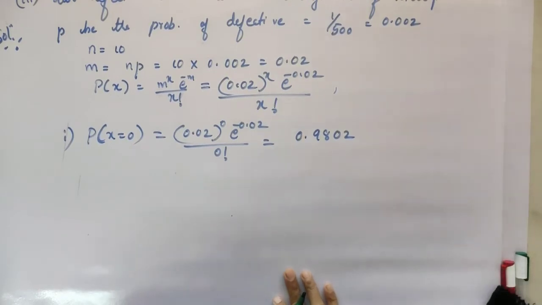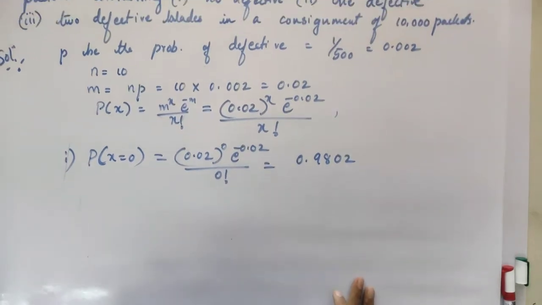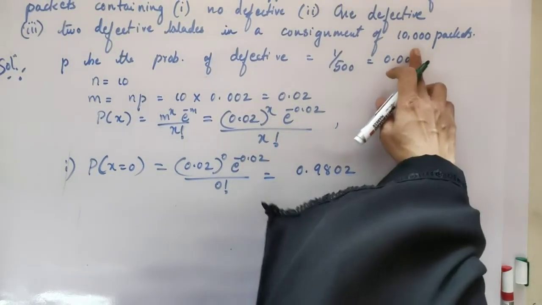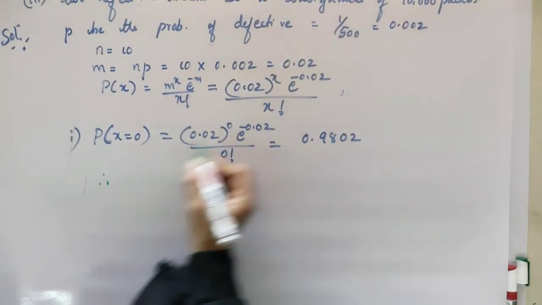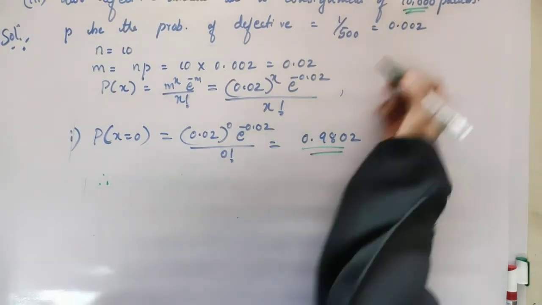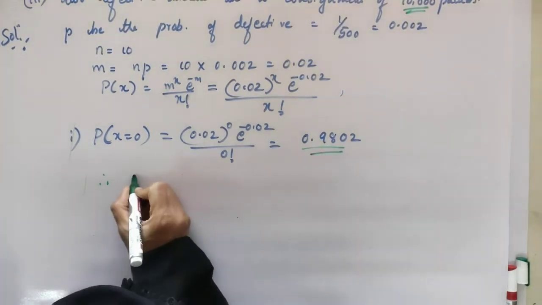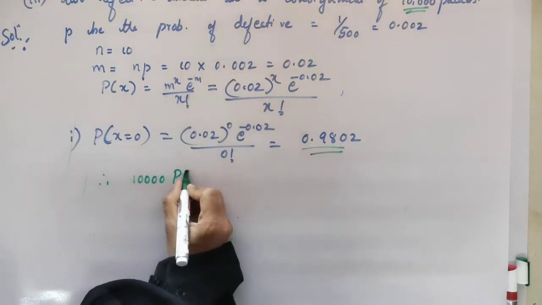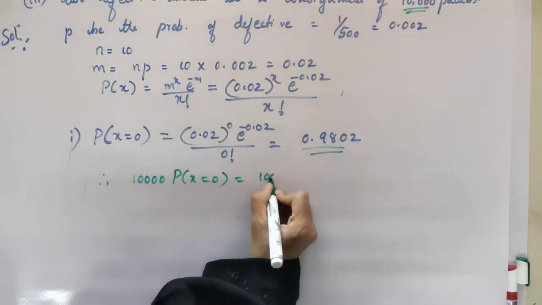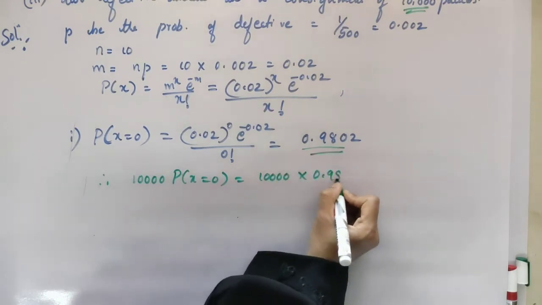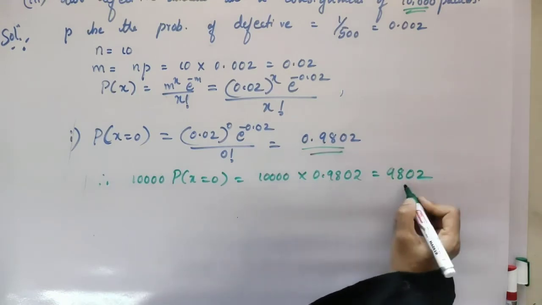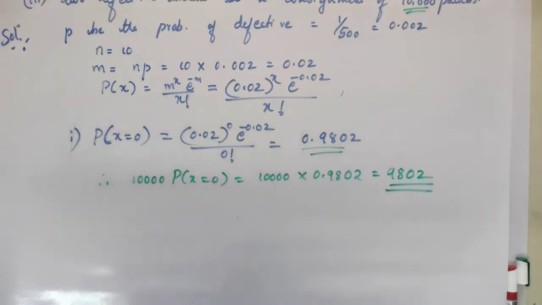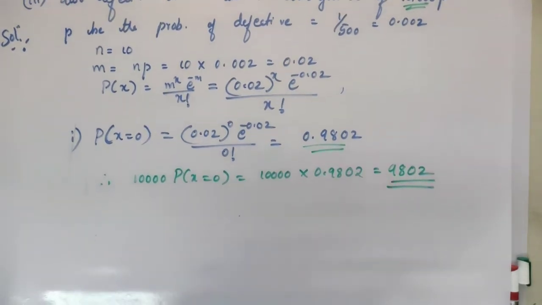We have evaluated the probability for a non-defective blade. Now we have to find the approximate number of those non-defective blades in the packets of 10,000. To estimate the number, we multiply this probability by 10,000. So it will be 10,000 into P of x is equal to 0, which is 10,000 into 0.9802, equal to 9,802 packets containing no defective blades.